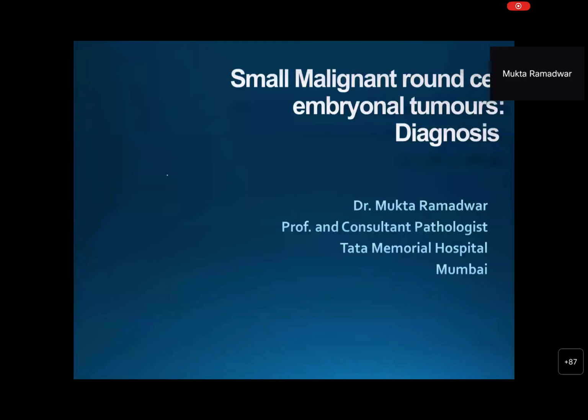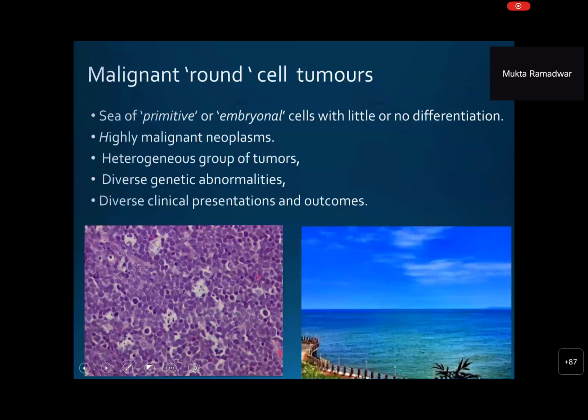Okay. So when I'm saying a malignant round cell tumor, by definition, these are a sea of primitive or embryonal cells with little or no differentiation. And that means when you look at them, you know it is a malignant tumor, definitely yes, but then you wouldn't know what lineage of malignant tumor that is. And the chromatin is very immature and so-called embryonal. And that is a very, very basic morphology of so-called malignant round cell tumor.